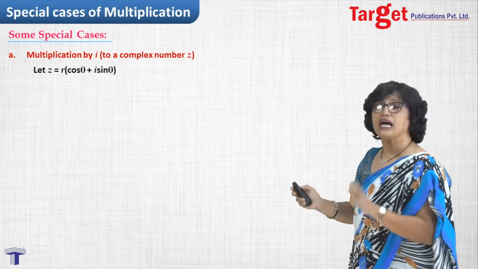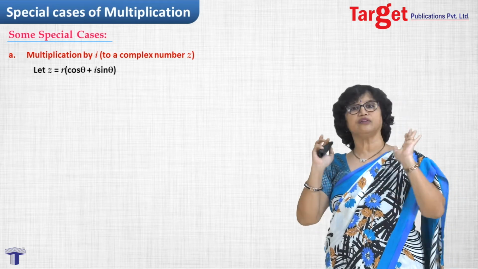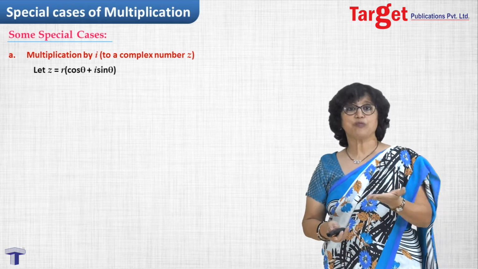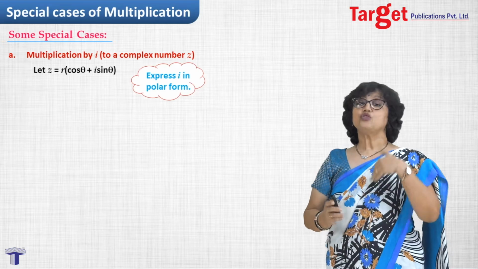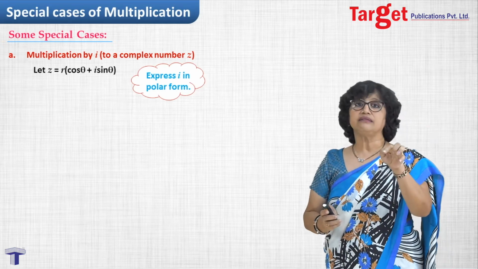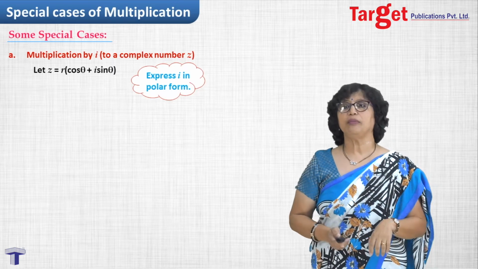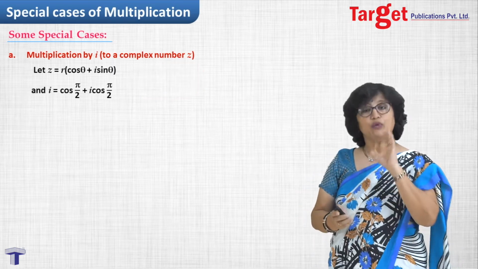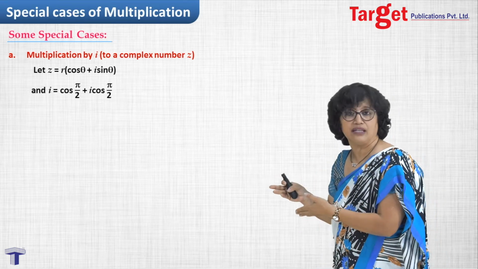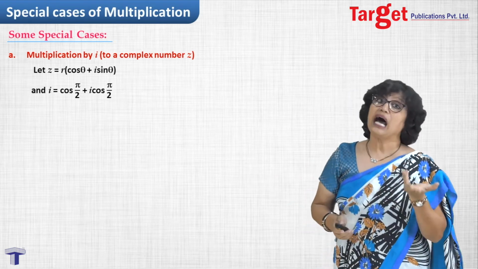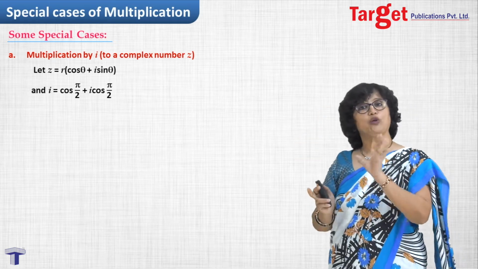So I write z as r into cos theta plus i sin theta. See, I have already avoided writing it in the Cartesian form, I mean x plus iy. I'm avoiding that. And I want to now multiply by i. So obviously, I write iota, i, in polar form. And if I write it in polar form, I would understand that its modulus is 1. So in r into cos theta plus i sin theta, that r is 1, and the argument is pi by 2. Hence, i becomes cos pi by 2 plus i sin pi by 2.